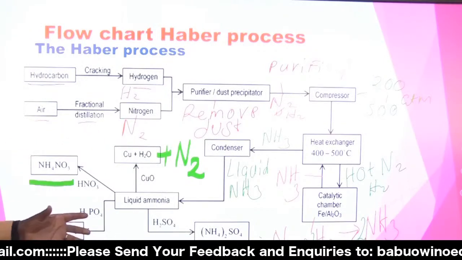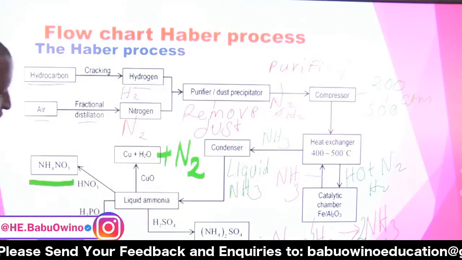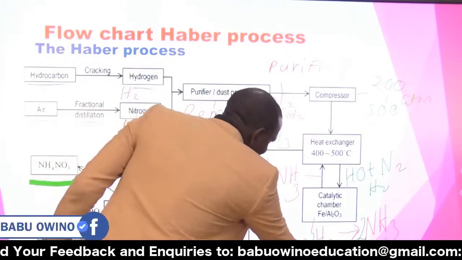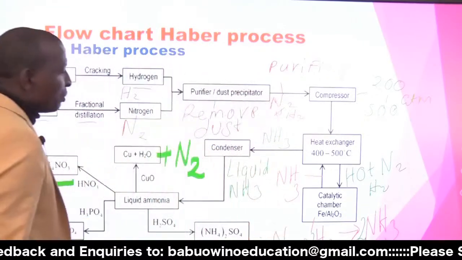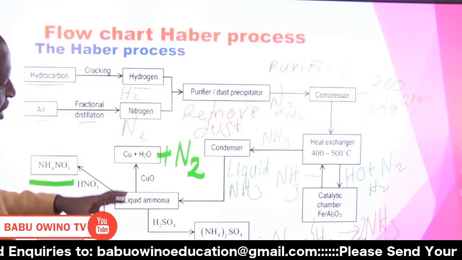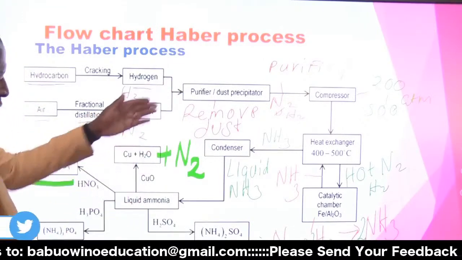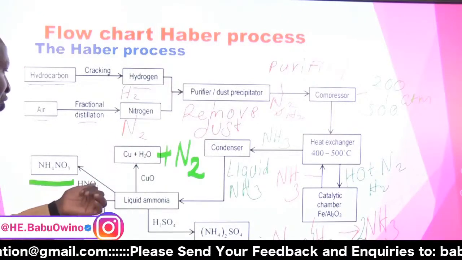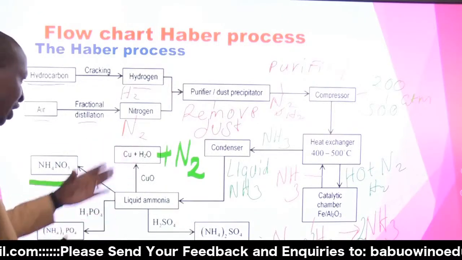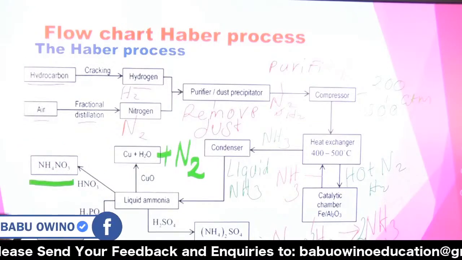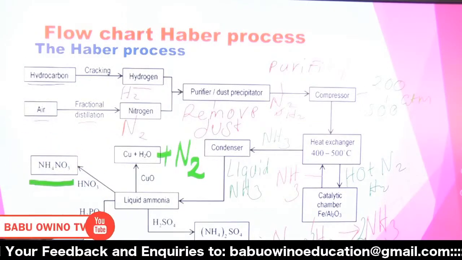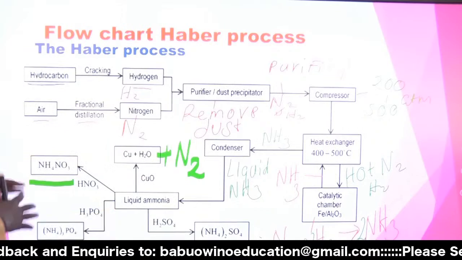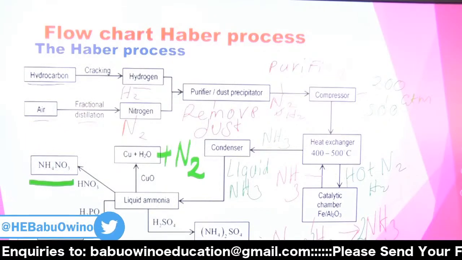The reaction occurs in the catalytic chamber, as I'm showing here, where the nitrogen and hydrogen react to form the ammonia. Then the ammonia is taken back to the heat exchanger for some cooling. Then the slightly cooled ammonia is taken to the condenser, where it is further cooled to form the liquid ammonia.